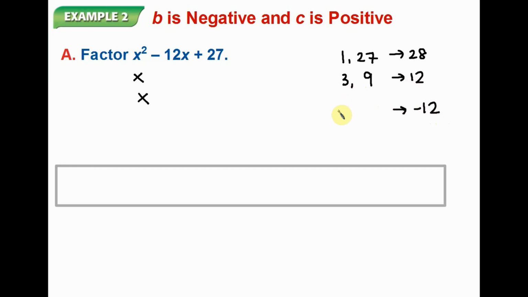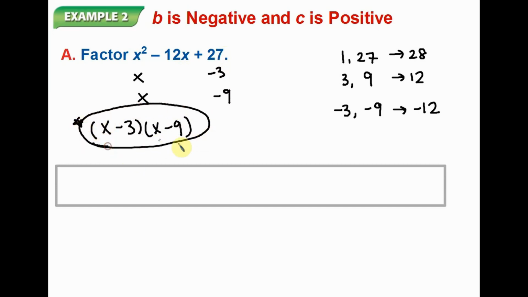And then if I change these numbers to negative, so if I had negative 3 with negative 9, when I multiply them, I will still get positive 27, and when I add them, I will get negative 12. So that's how I know if I had negative 3 and negative 9, that will make positive 27 if I multiply. If I add them, I'll get negative 12. So when you write the answer, you will write x minus 3 this time and x minus 9. And that's how I know this is the factor form of x squared minus 12x plus 27.